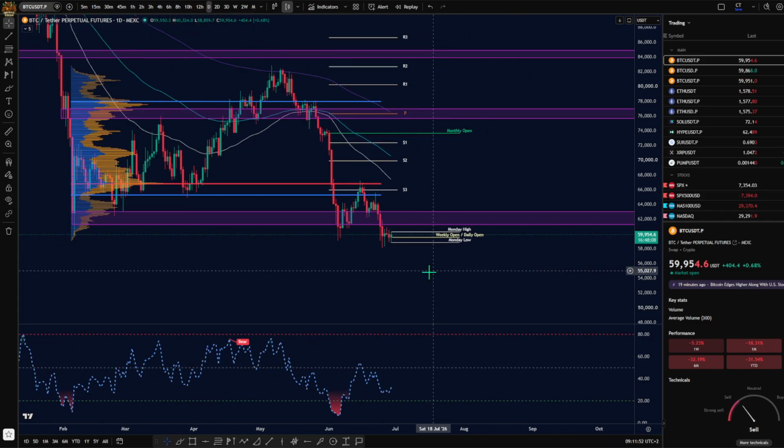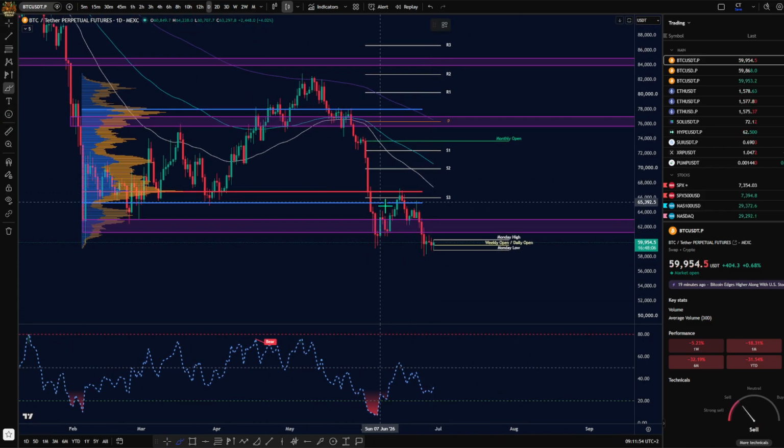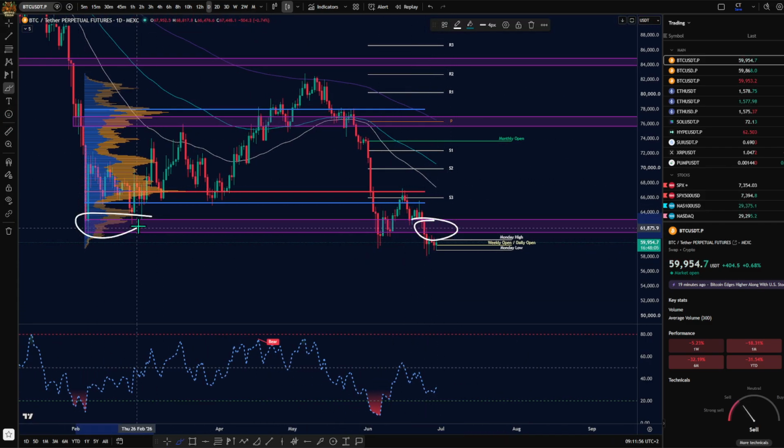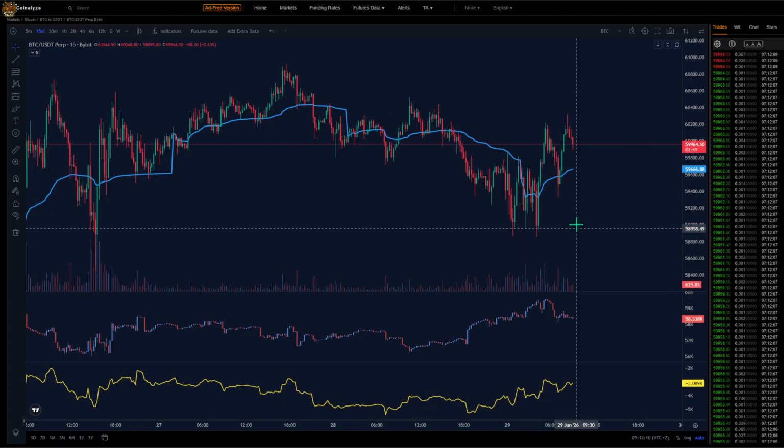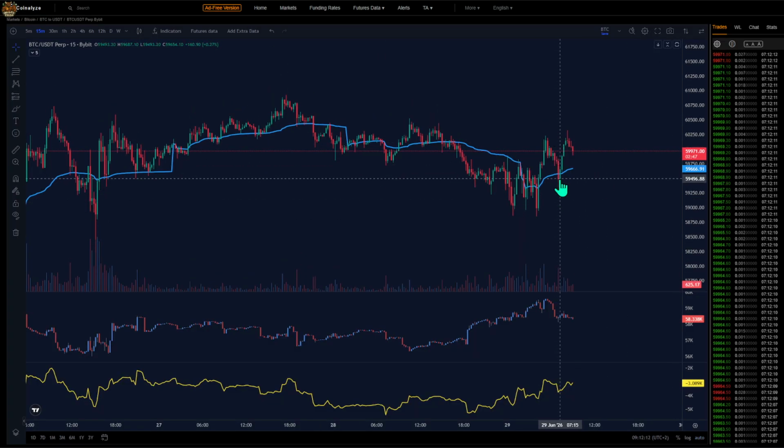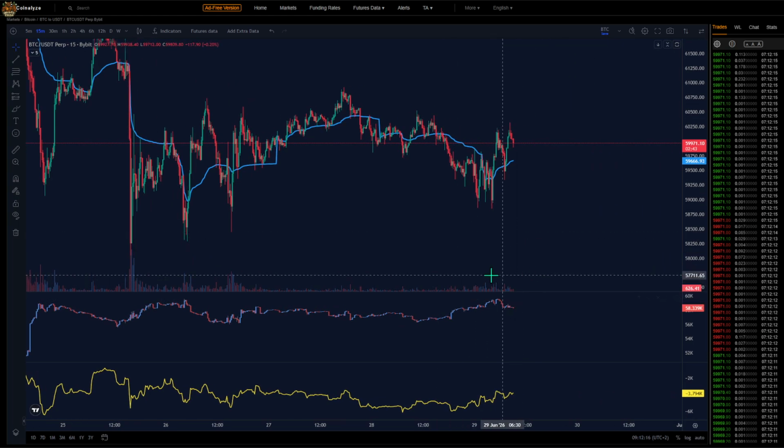Bitcoin, in order to be bullish, we need to flip back above this order block that we have right here on the daily time frame. So we need to get back above 63k and get a bullish retest to then potentially test the POC once again. But right now on the short term, we are trading above the VWAP, which is nice to see. We don't have that much volume. Open interest is still high.